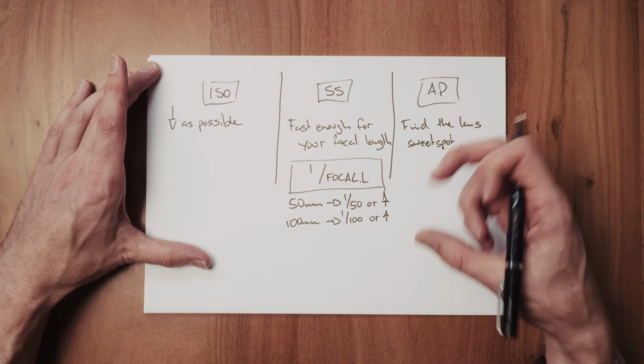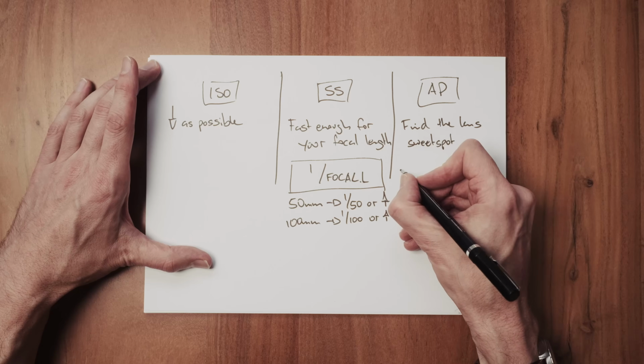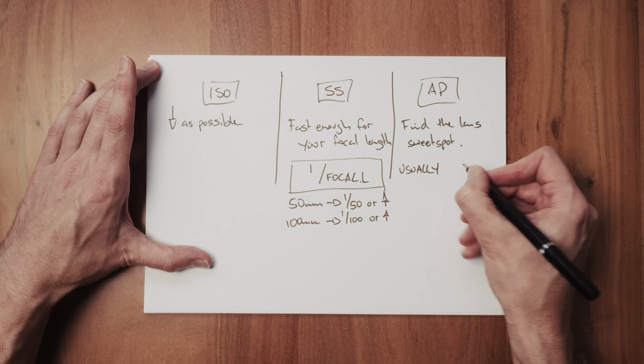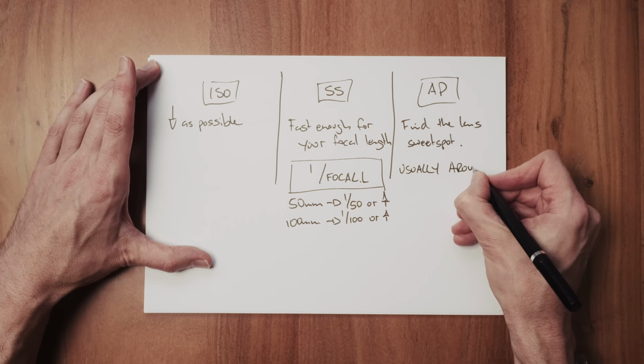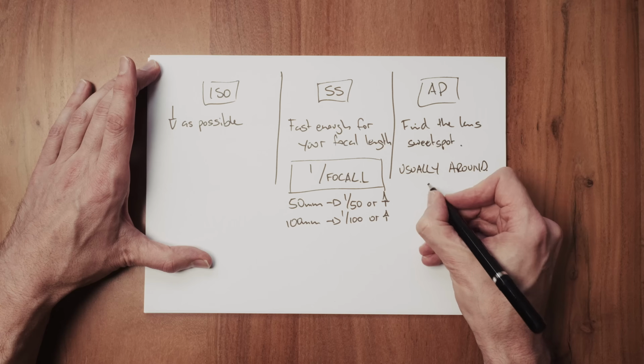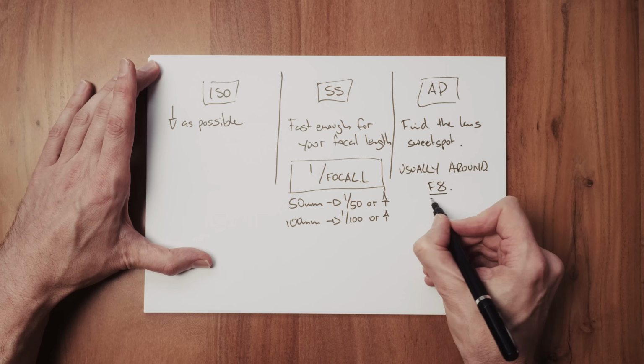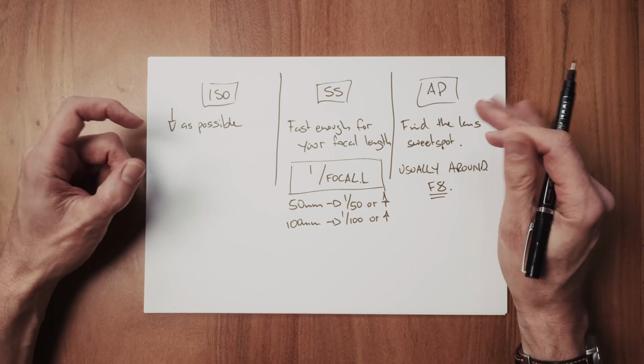But as you close that aperture down, and by the way, your sweet spot will usually, on most lenses, be around the middle of the range, which will often be f8. So pay attention to that f8, okay? So you need to find that lens sweet spot.